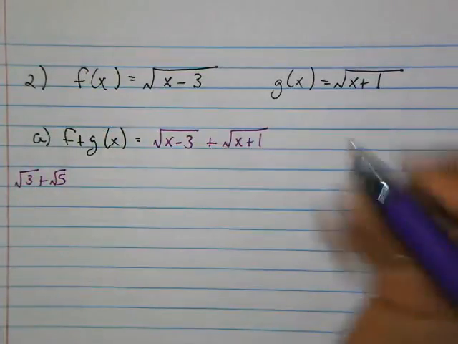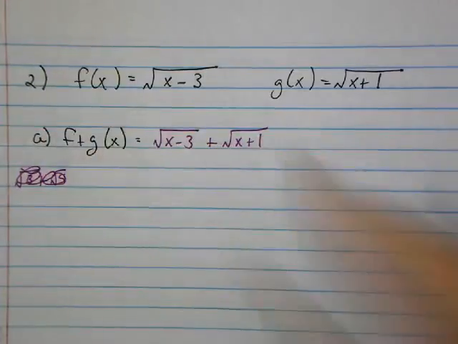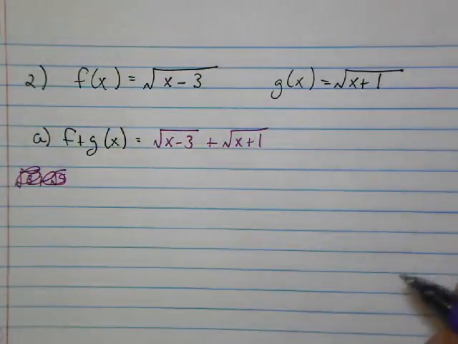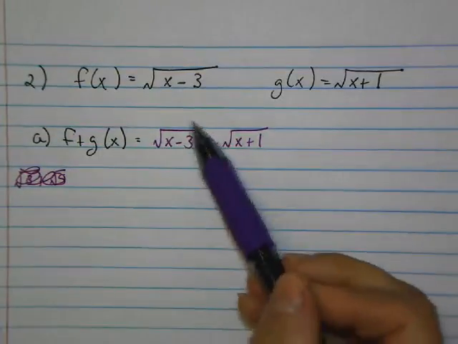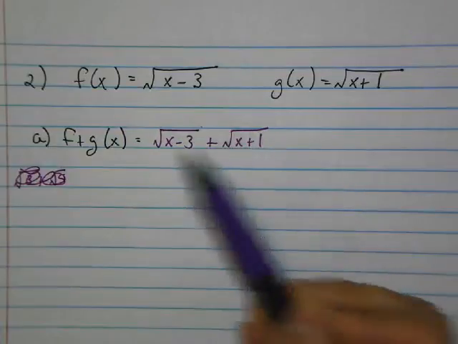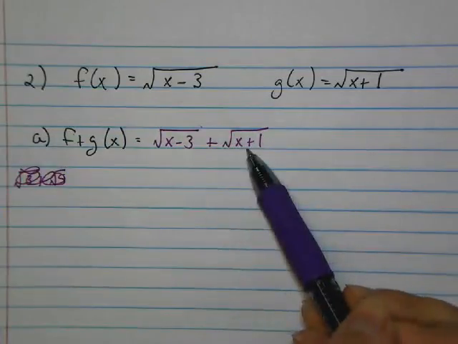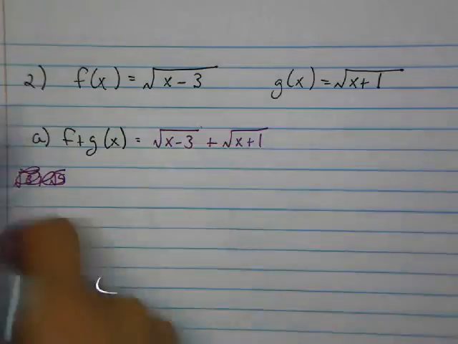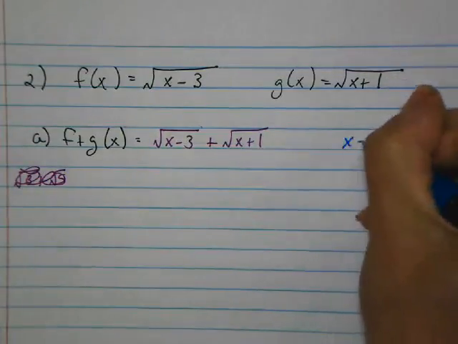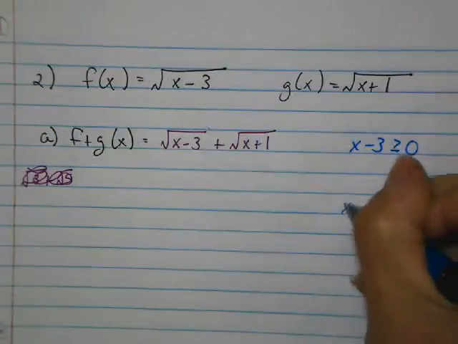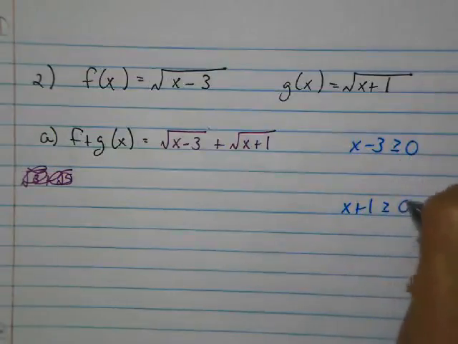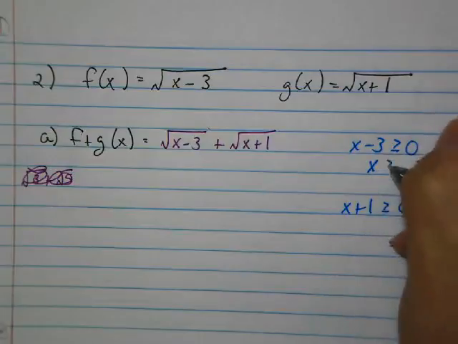Now all you have to do is say, is there any place where this function ceases to exist? Well, I've got some radicals, which means they cannot become negative. So I need x minus 3 to be greater than or equal to 0, and x plus 1 to be greater than or equal to 0. So I get x is greater than or equal to 3, and x is greater than or equal to negative 1.